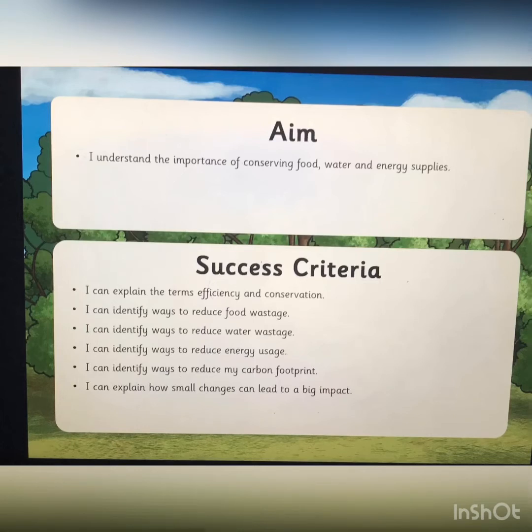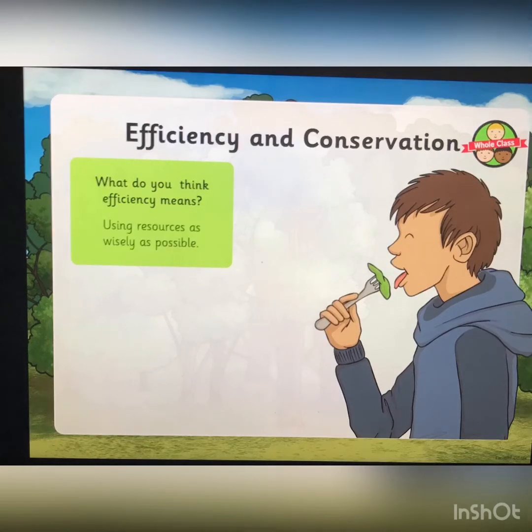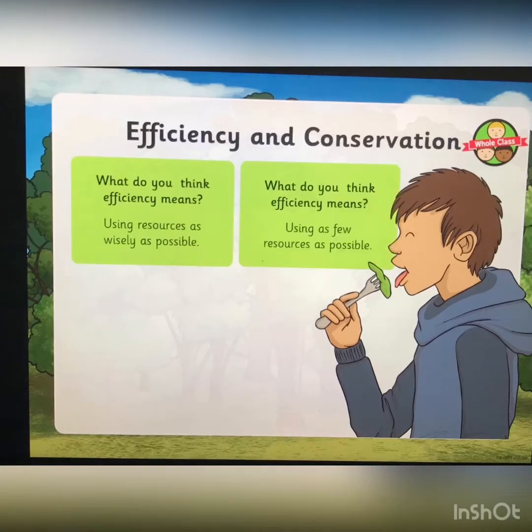Even you can make a difference, because if we all do our part, then little changes can all lead up to big impacts in the end. So, efficiency and conservation. What do you think efficiency means? Let's try to think of two definitions. One definition is using resources as wisely as possible. You are being efficient with the resources that you have. Also, you're using those resources as sparsely as possible. Just because you have the resource doesn't mean you have to use it or waste it.